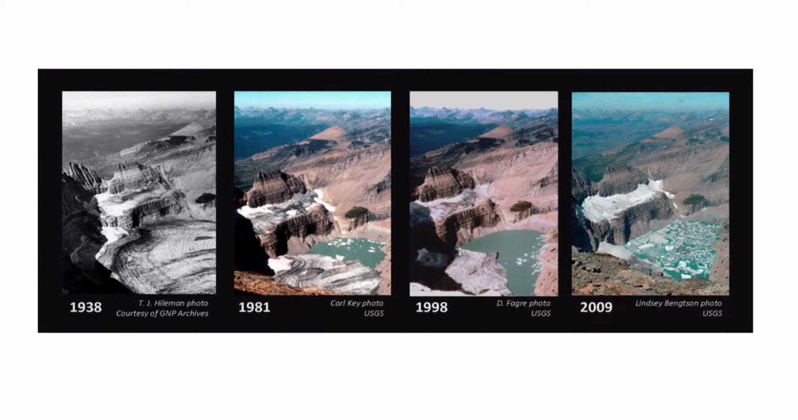This picture is of a glacier that in 1938 took up all of this space here. By 1981, it had shrunk to this. By 1998, it had further shrunk, and by 2009, you can see that there was very little left of it, even at its peak size during the year. This is a direct result of warming in certain parts of the planet.